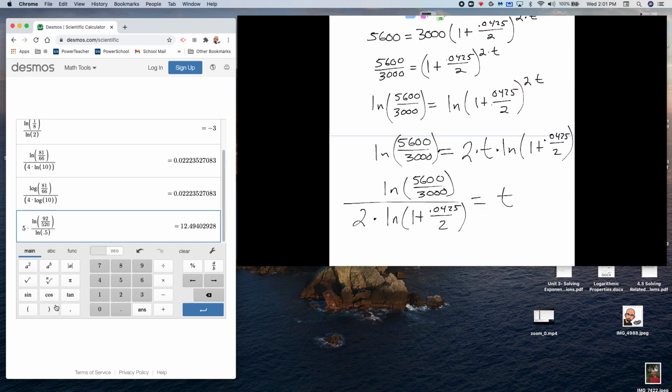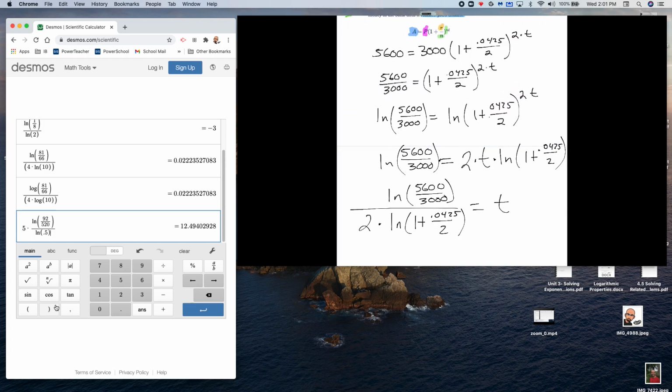So all I did was just do a bunch of algebra. If you think about that process that I just did, I inserted those values, stepping through the first step, divided by 3,000. The next step, took the natural log of both sides. The next step, used the power rule to bring the 2t down. The next step is divide by both 2 and that other natural log stuff.